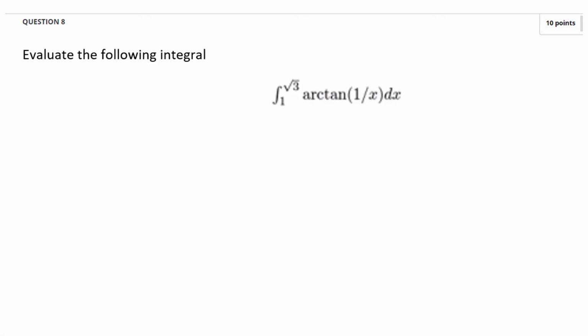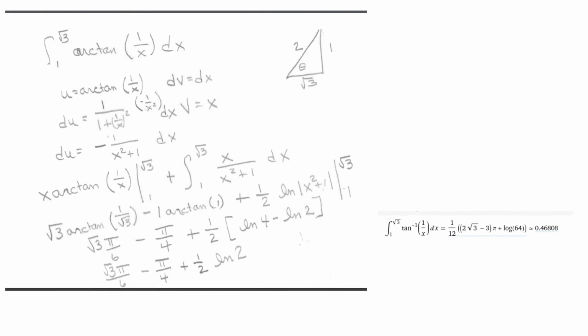Question 8, you were to evaluate the following integral, and this is like an example we did in class as well. This is integration by parts. And so here we go with that. We're going to let u equal the arctangent of 1 over x. dv is dx. So when we integrate, v is going to be x.